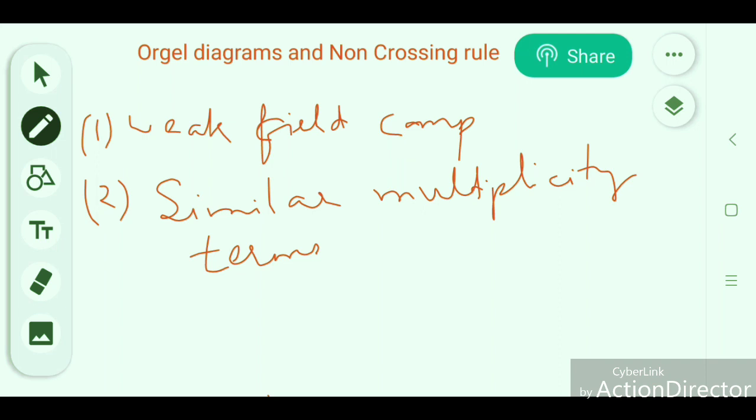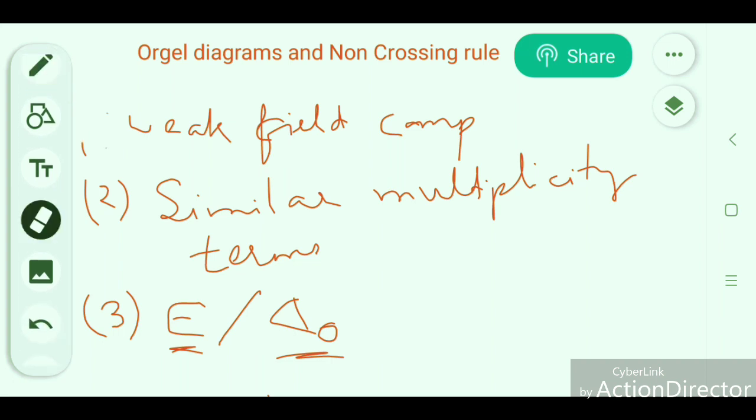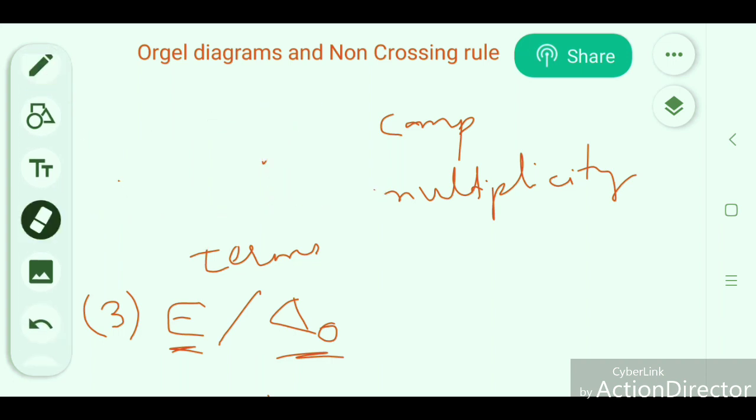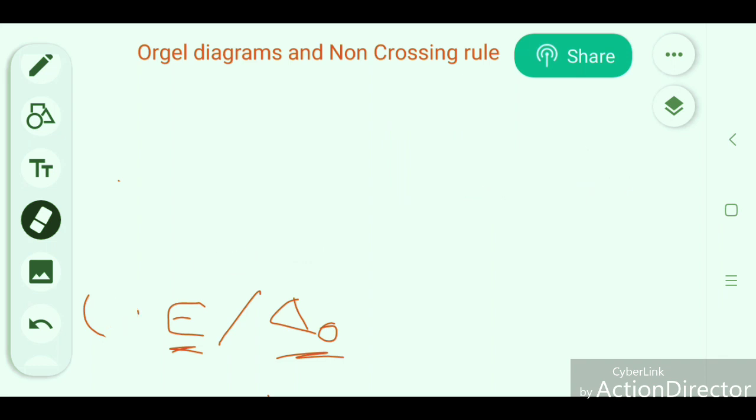And the third point is that these diagrams can be drawn between E and delta O, energy versus field strength. So these diagrams can easily describe the d-d transition in transition metal complexes. We can discuss one by one for the different configurations. First we will take the example of the d configurations which have a D ground state term.